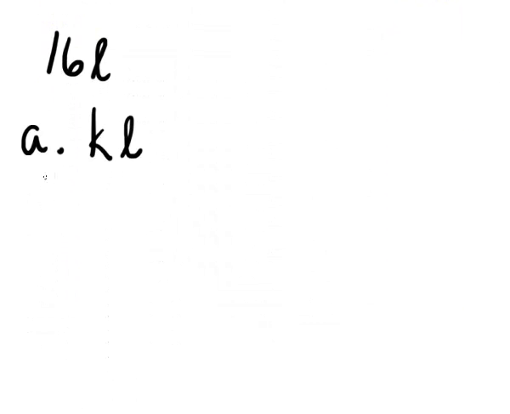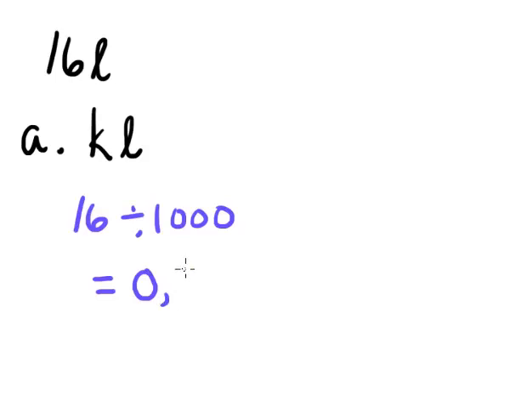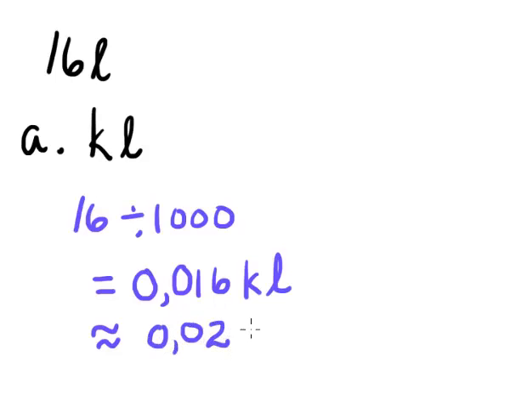Okay, so we're going to take 16 and we're going to divide that by 1,000. So we've got to move our decimal place 3 positions. So it's going to be 0,016 kiloliters. If they ask you to round this off to 2 decimal places, you would say that this is going to be approximately 0,02 kiloliters. Remember, if the third digit is 5 or more, then we have to increase the 1 just before that.